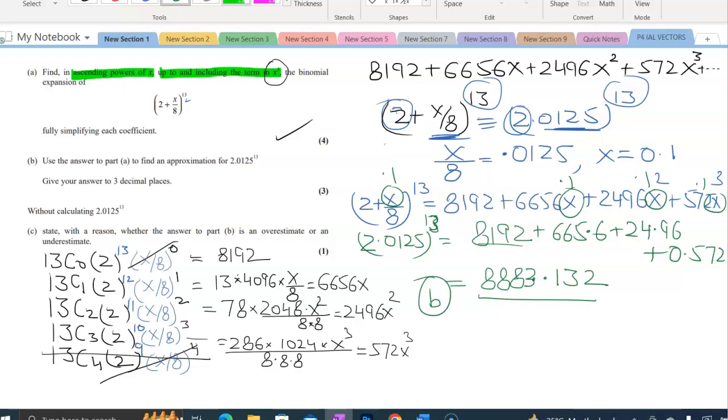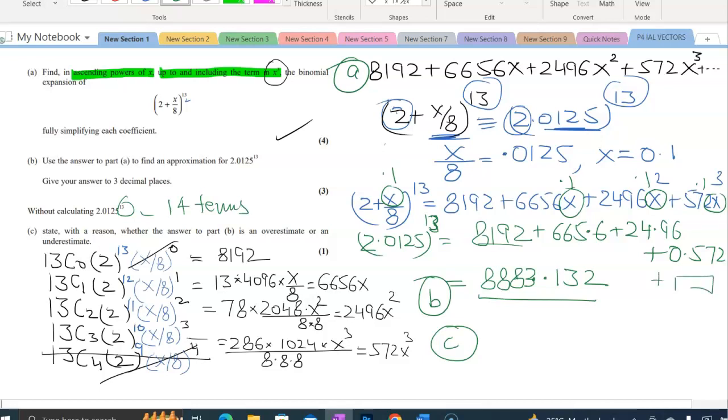This was A. Now, without calculation, state with a reason whether the answer is an overestimate or an underestimate. I think you can do this question very easily. The reason is we have only taken 4 terms, and this expansion has how many terms? It has 14 terms. So you can imagine that you keep on adding something and there is no negative.